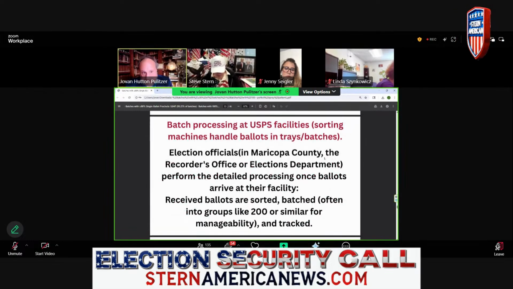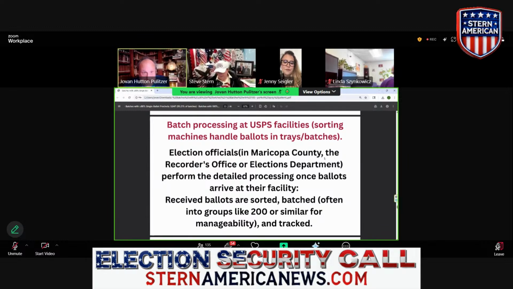Now, what happens is the batch sorting occurs, if it's going to occur anywhere, it's going to occur at the tally facility. Now, this is where they take all of those ballots that come in bulk, and supposedly they just reach in and they pull out 200.